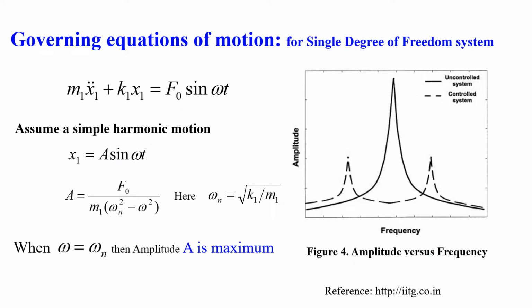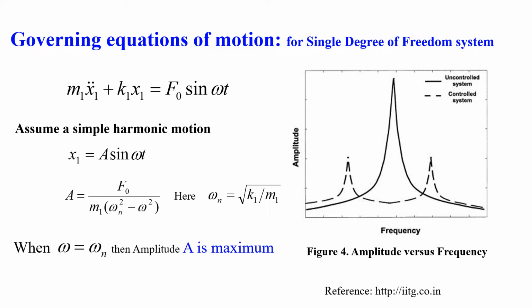Governing equation of motion. First, for the primary system, we have the inertia force M1 x1 double dot acting in the upward direction plus the restoring force due to the spring stiffness K1, which is K1 into x1, also acting in the upward direction, equals the excitation force that we externally applied on the primary system, that is F naught sine omega t.